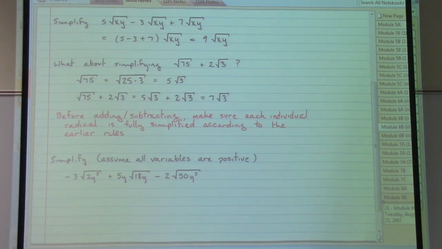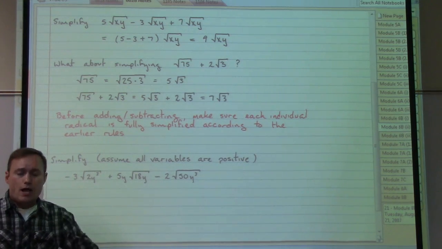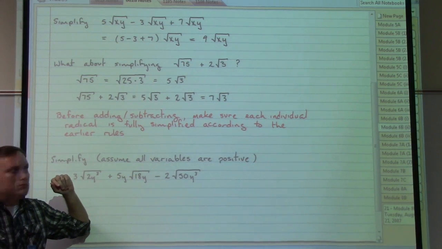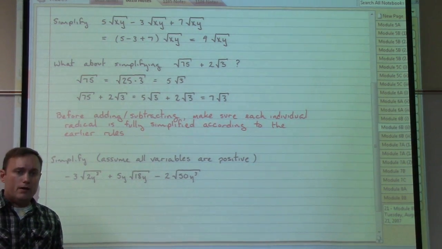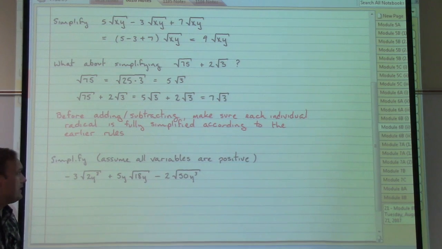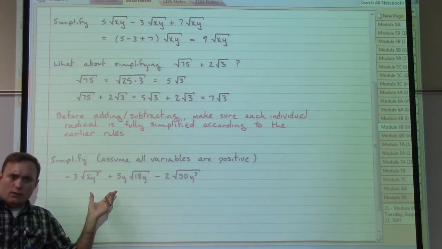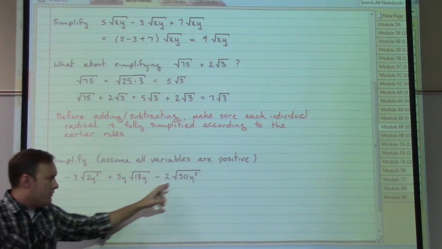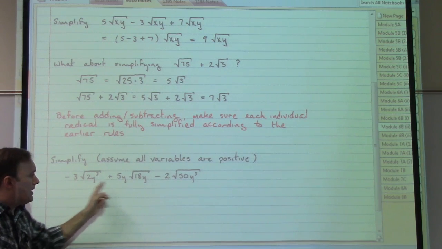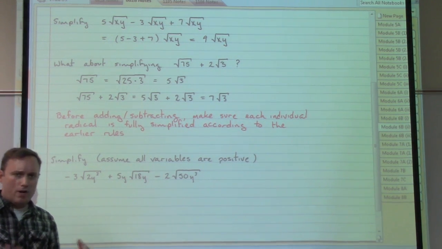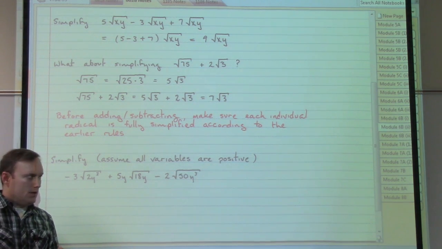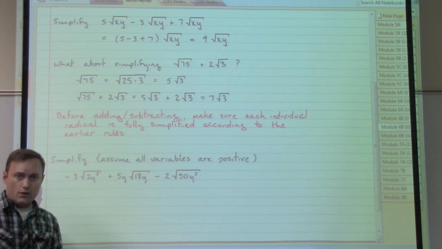Before we actually decide that we are done or cannot do any of our adding and subtracting that shows up, we want to make sure that each individual radical has been completely simplified based on the rules that we had in our earlier video. So again, when I look at the problem, we have a square root, a square root, and a square root, yay, but each square root has a very different expression underneath of it.